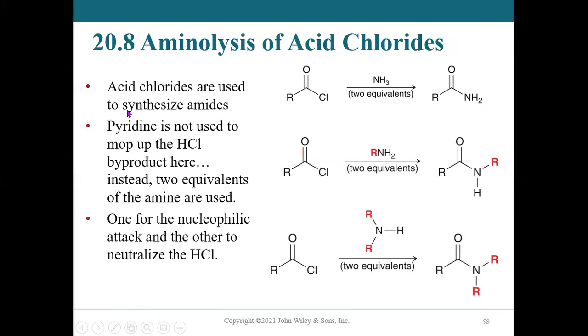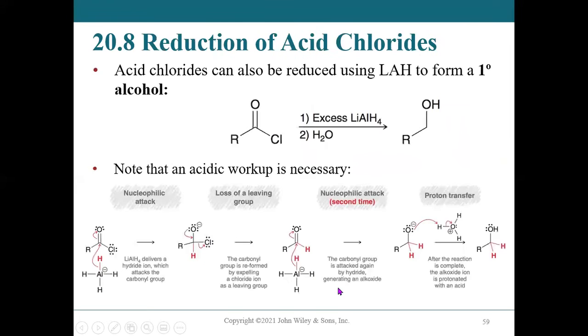Acid chlorides are used to synthesize amides, and we have these three types of amide. We can use ammonia, we can use an amine, we can use a different amine, but we have to use two equivalents. Pyridine is not used to mop up the HCl byproduct here. Instead, two equivalents of the amine are used. One for the nucleophilic attack and the other to neutralize the HCl produced.